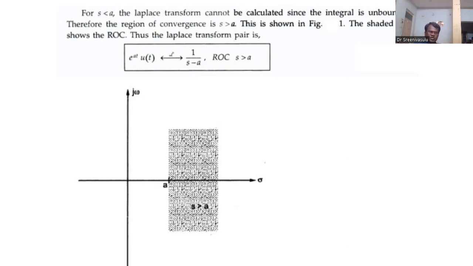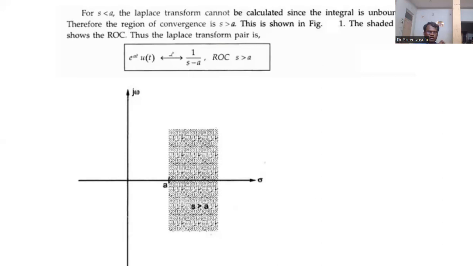That is nothing but sigma is equal to a, nothing but real part of s is equal to a. But the ROC is after a. So these are the main points to remember in Laplace transform. First one is whether it is stable or unstable. And then whether it is a right-sided signal or left-sided signal. And then whether it is a right-sided ROC or left-sided ROC. You need to remember these three points, then the Laplace transform is very easy.